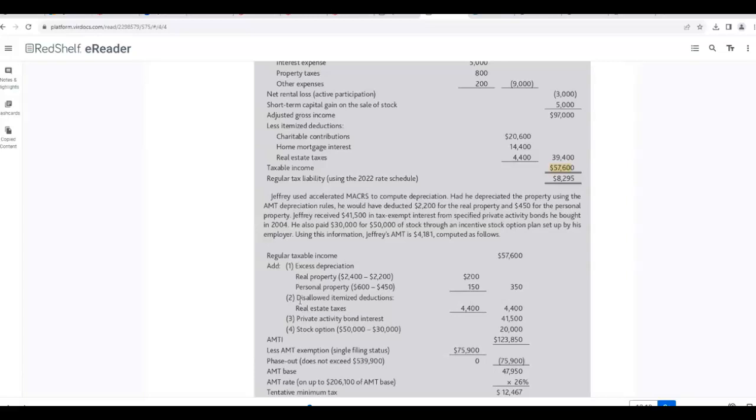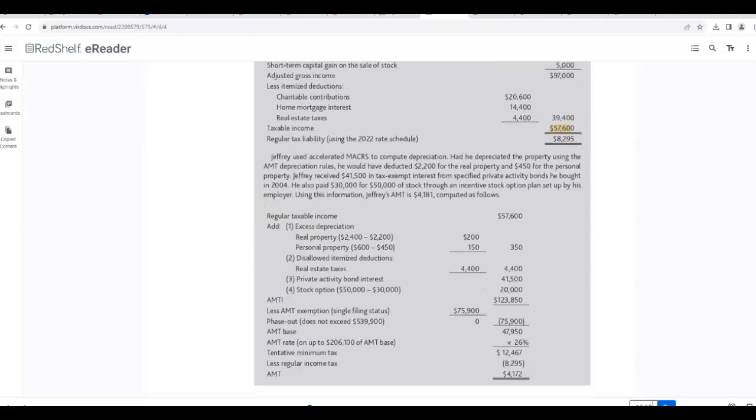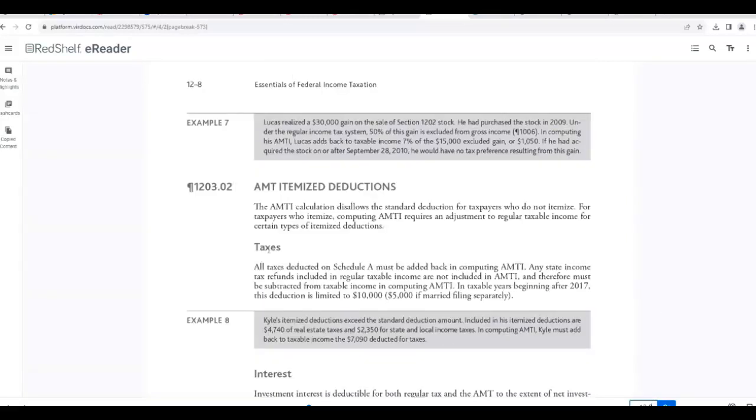Okay. Number two, or so-called second step, disallowed itemized deduction. What is disallowed? It's on page 12.8. Let me go back for a second so you can see here. All taxes on Schedule A must be added back in computing AMTI. Any state income tax refunds included in regular taxable income are not included in AMTI, and therefore must be subtracted from taxable income in computing AMTI.